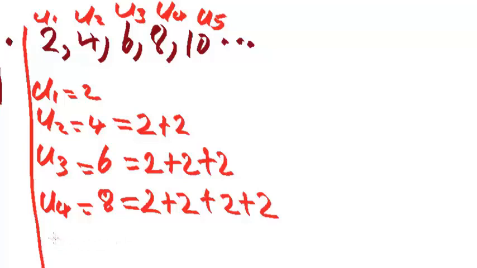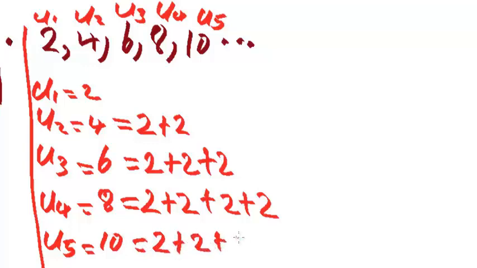And then the fifth term, u5, is 10. The 10 has been obtained by adding 2 to the fourth term. So this is the fourth term, 8. Then we added plus 2. So from here, we have used a sequence to obtain these numbers.